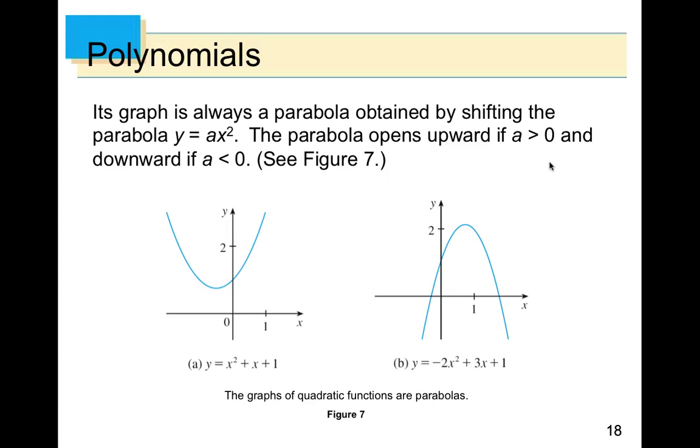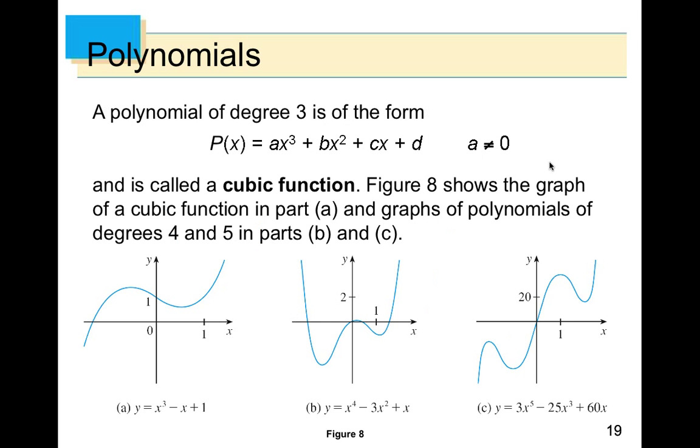And it's always a graph of a parabola obtained by shifting the parabola y equals ax squared. The parabola opens upward if a is greater than 0 and downward if it's less than 0, or negative. So if the leading coefficient is positive, then the parabola will open upward. If the leading coefficient is negative, then the parabola will open downward. And here I give you two examples of two different quadratic functions, one with a positive leading coefficient, one with a negative leading coefficient.